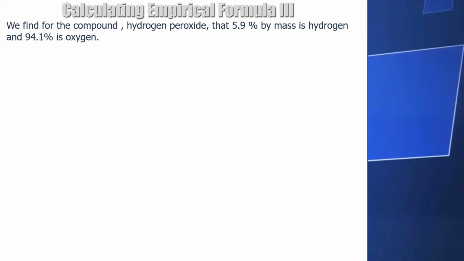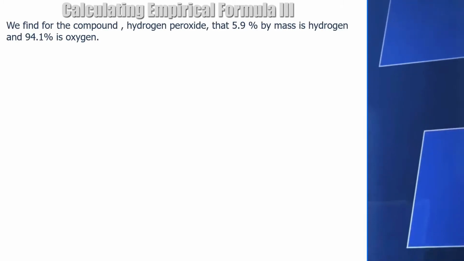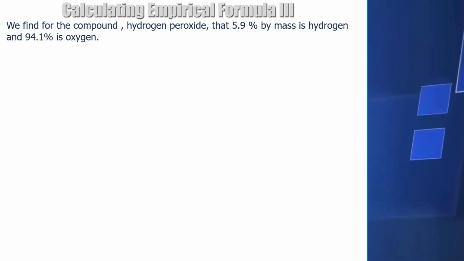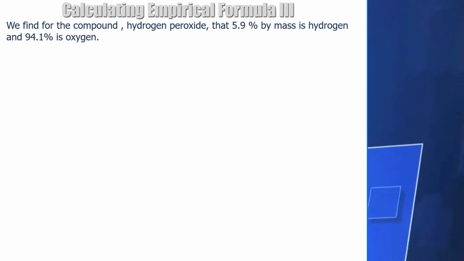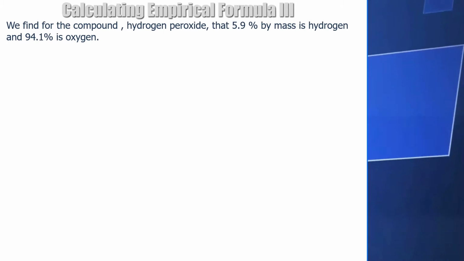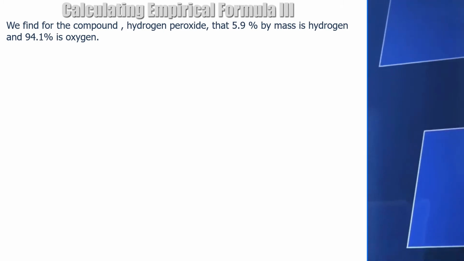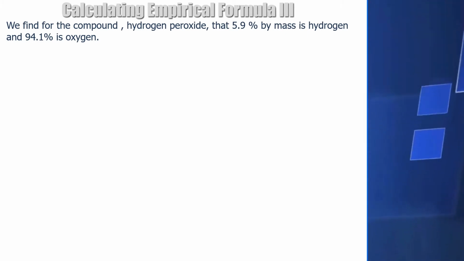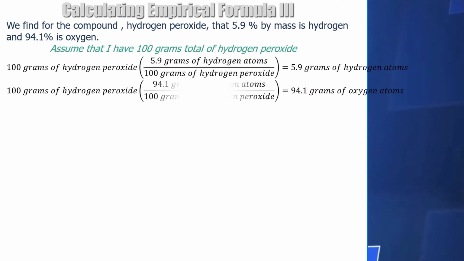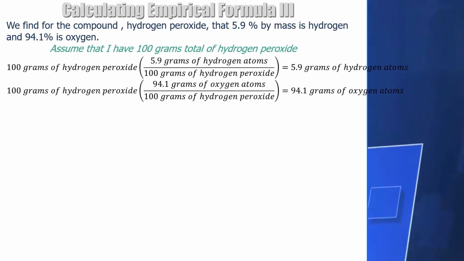We find that for the compound hydrogen peroxide, 5.9% by mass is hydrogen and 94.1% is oxygen. Obviously, the percentages should add up to about 100%. Now we begin by assuming we have 100 grams of hydrogen peroxide.